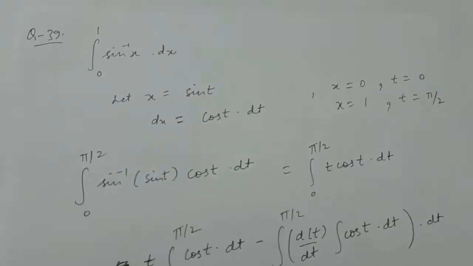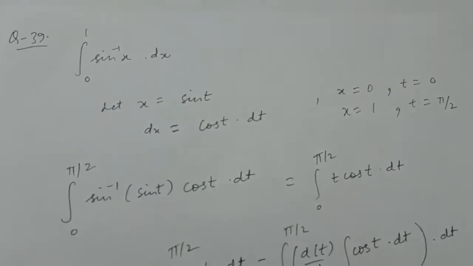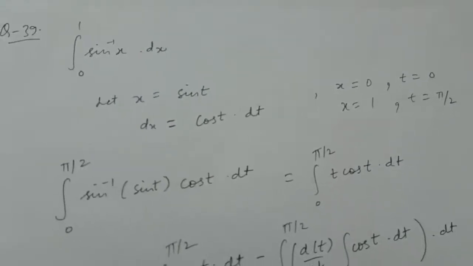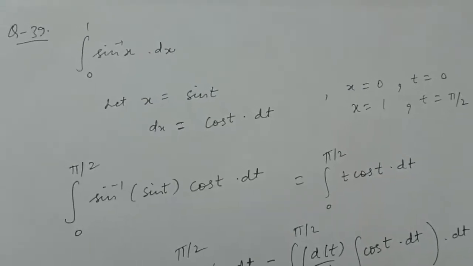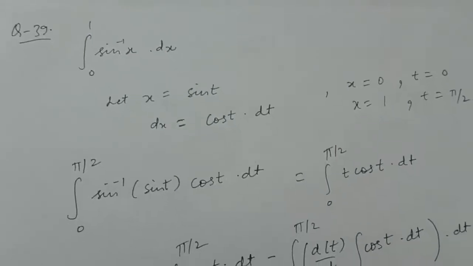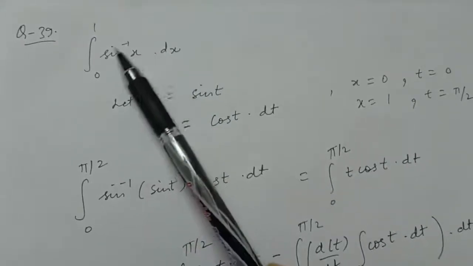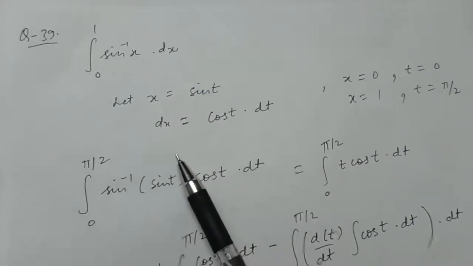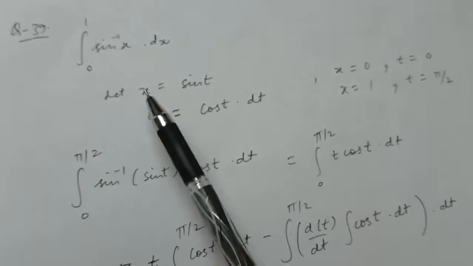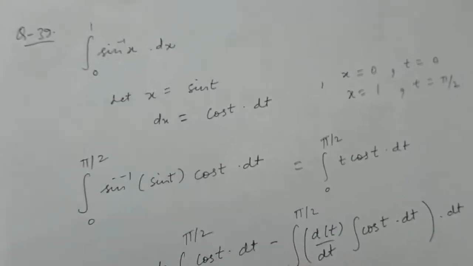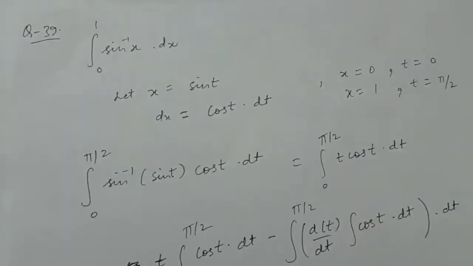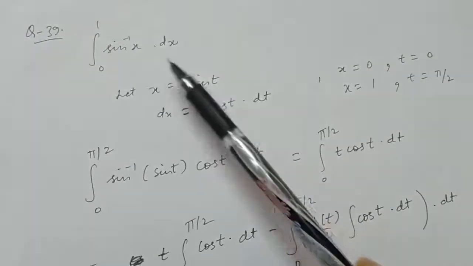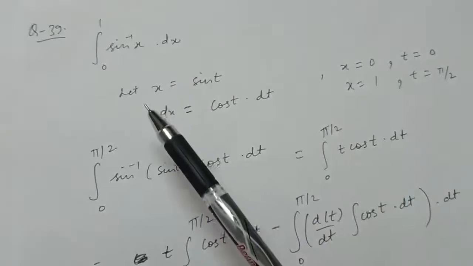Question number 39 is integral of sine inverse x from the limits 0 to 1. So you can do it by two methods, either by substitution or by integration by parts, right? If you do it by integration by parts, then let this be the second function and 1 as the first function. I have done it by the method of substitution. For that, because you can see sine inverse x, let x equal sine t, so that when in place of x you put sine t, it will become t, right?